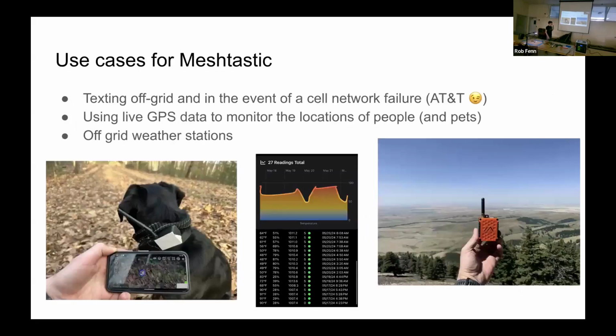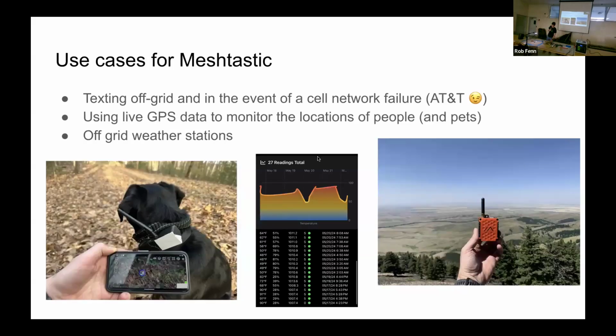So here are some use cases for Meshtastic. Texting off grid, in the event of a cell network failure, using live GPS to monitor the locations of people, and off-grid weather stations. Meshtastic is quite low bandwidth, but you can still send GPS telemetry and messages. So it's mainly used for messaging, but you can use tracking and weather data over it.